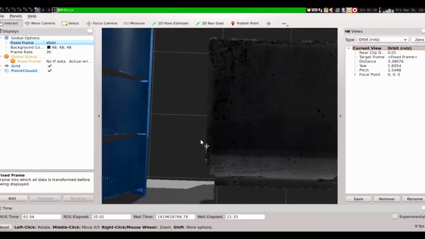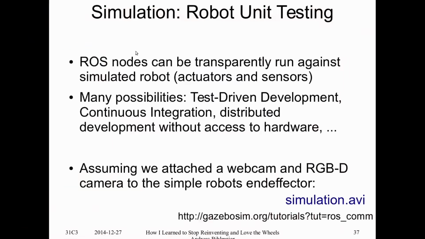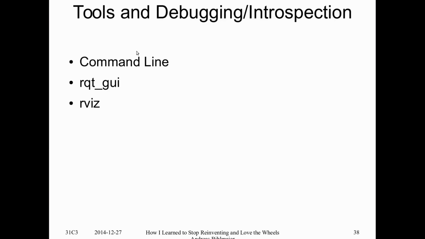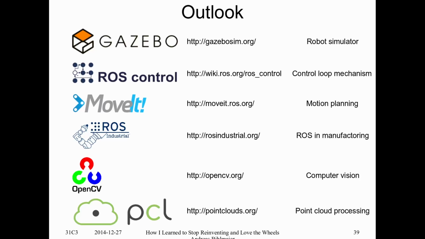So okay, here's the simulated point cloud again. I have to skip ahead. Debugging tools. I showed you the command line tools. I showed you a tiny bit of the plugins of the RQT GUI and the RViz 3D visualization. Now we are at the outlook. So I talked very, very briefly about Gazebo and MoveIt, simulation and motion planning.